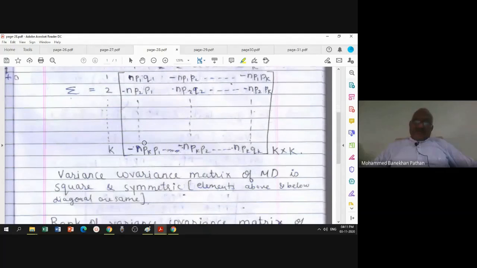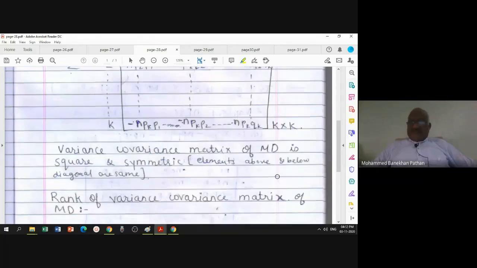Like this, we do the last row, the kth variable under the first variable. So this is again covariance, and the last element is a study of the kth variable with the kth variable. That's why it is a variance. So this represents the variance-covariance matrix of the multinomial distribution.